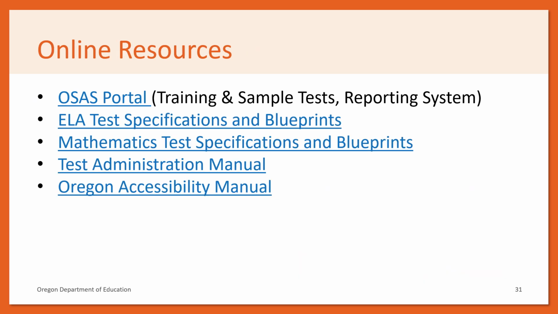Here is a list of linked resources that have been referenced throughout this training module. First, the OSAS portal links to all components of the assessment system, including training and sample tests and the reporting system. Second, you can get more information on test blueprints, test design, assessment targets, and the number of items from each claim by visiting the ELA and Math assessment websites. Finally, the Test Administration Manual and Oregon Accessibility Manual provide technical support for districts, schools, and educators.